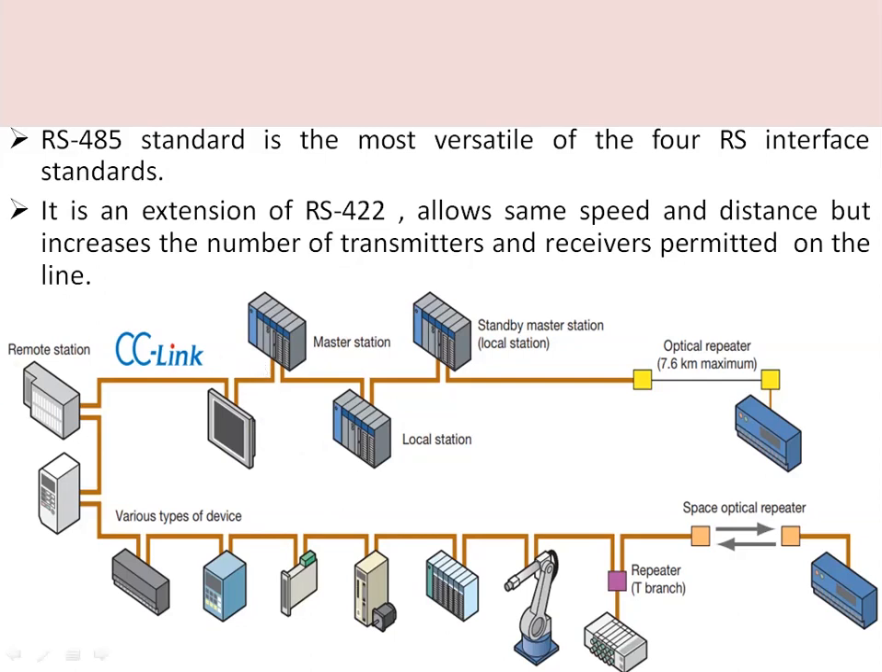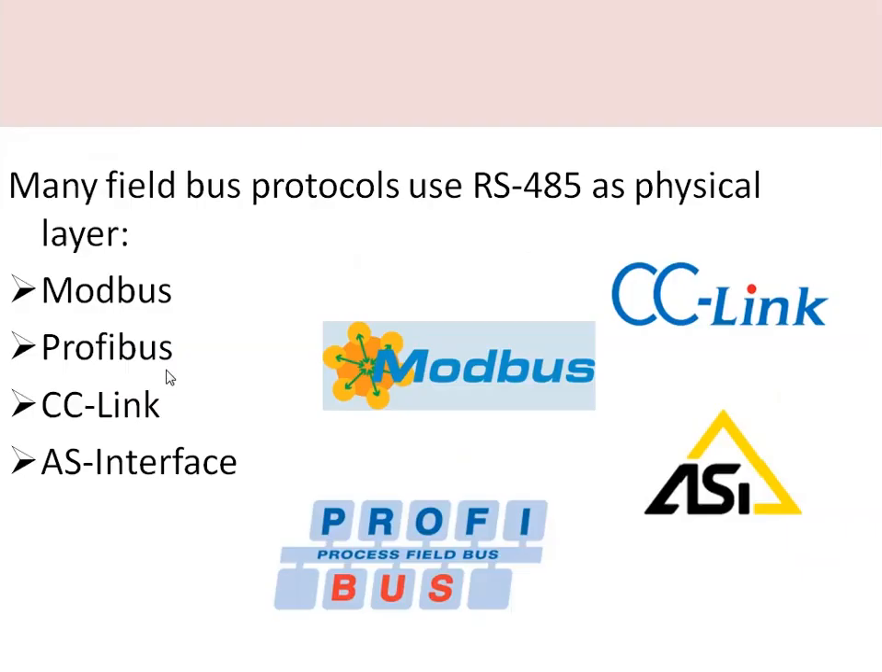Here we can see the CC-Link protocol, which is a fieldbus that uses RS-485 as the physical layer. Many other fieldbus protocols use RS-485 as a physical layer for the transmission of data. Some of these fieldbus protocols are Modbus, Profibus, CC-Link and AS-Interface. These are some of the protocols that use RS-485 as a physical layer standard for sending the data serially.